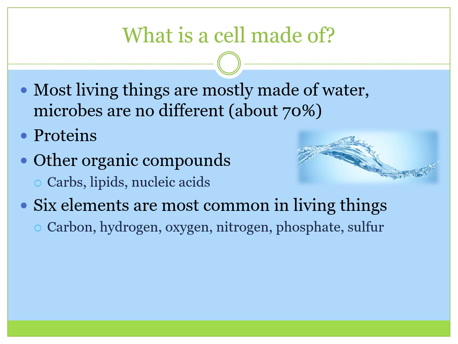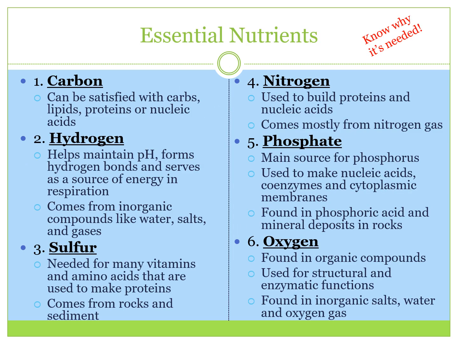6 elements more specifically. For these 6 essential nutrients that almost all living organisms share, I need you to know the 6 as well as why they are important, why it is needed, what we need them for in our cells. So we've got carbon first. So this is going to be used for carbs, lipids, proteins, or nucleic acids. And remember, our nucleic acids are going to include things like our DNA and RNA.